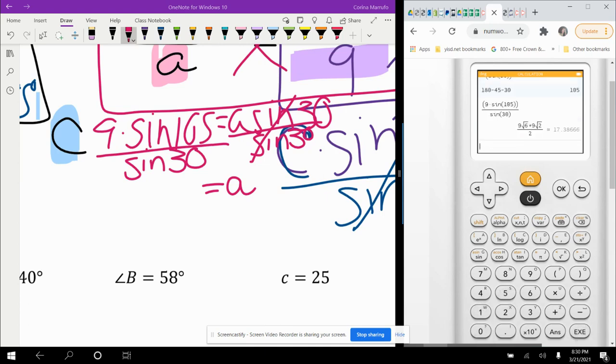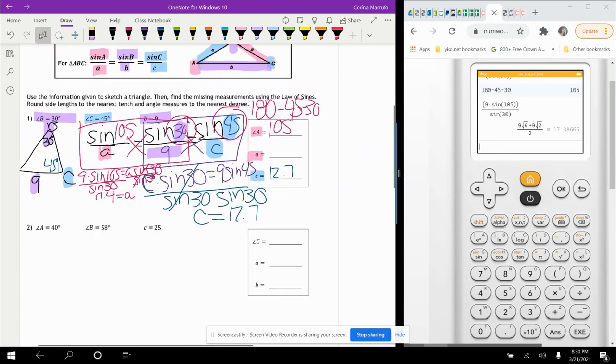Enter. So then it gives me this weird answer, but it does estimate it for me, and it's 17.38, which would round to 17.4. So then for little a, I can go ahead and put 17.4. And what do you know? That was the last part. Okay, so let's go ahead and try this again.